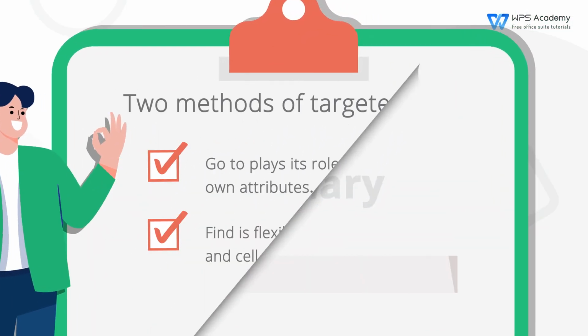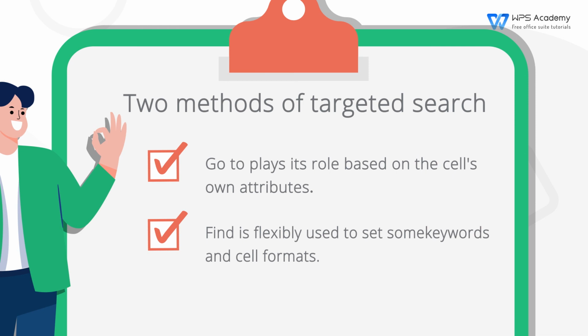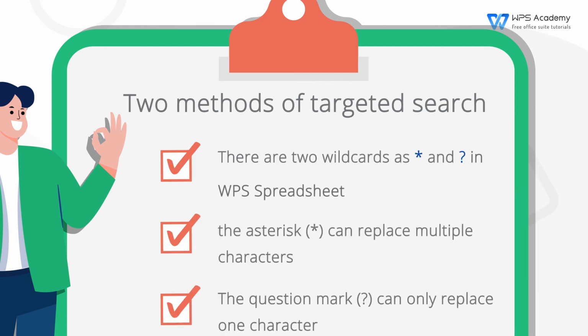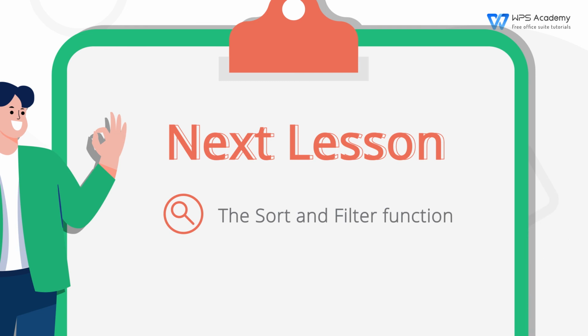At the end of this lecture, let's summarize and review the main points. We mainly studied two methods of targeted search, Go To and Find, which are the same in objectives to find the desired cells and different in search mechanism. Specifically speaking, Go To plays its role based on the cell's own attributes, such as constants, formulas, and blanks, while Find is more flexibly used to set some keywords and cell formats. In addition to exact search, we can use the two wildcards, asterisk and question mark, to apply the approximate lookup to the text. In the next lecture, we'll navigate to learn about the sort and filter function.